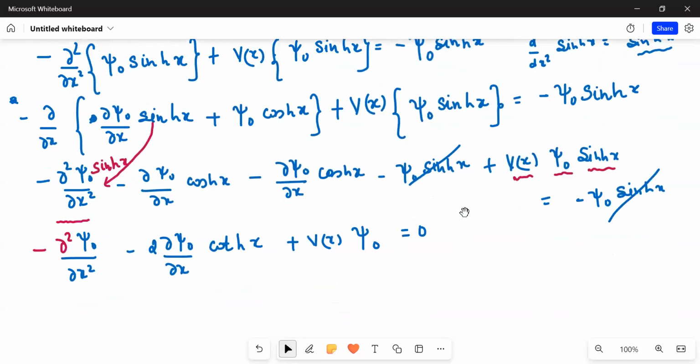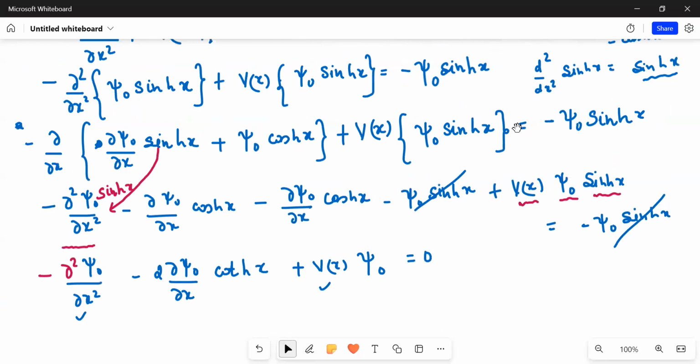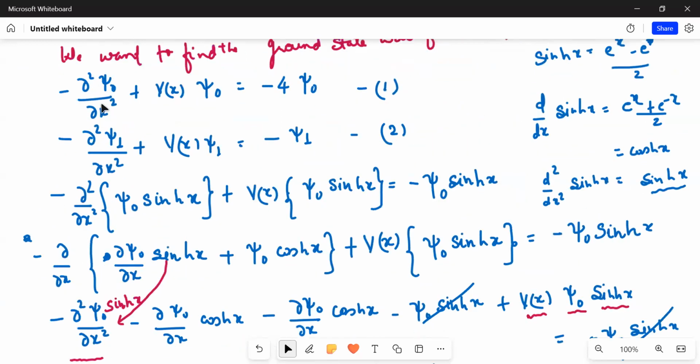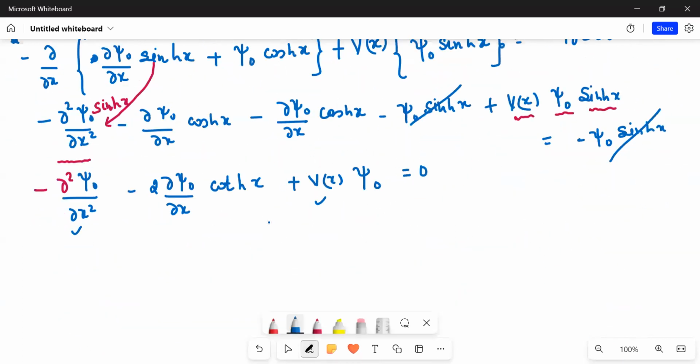And if I further solve it, what will I get? If I take this and this in one bracket, I know that minus del square psi naught upon del x square plus Vx psi naught is simply equal to minus 4 psi naught. So this entire thing would be minus 4 psi naught. So I'll write minus 4 psi naught minus 2 del psi naught upon del x cot hyperbolic x is equal to 0. And if I consider that my psi would be dependent upon x, then this partial derivative I can use as a total derivative also.